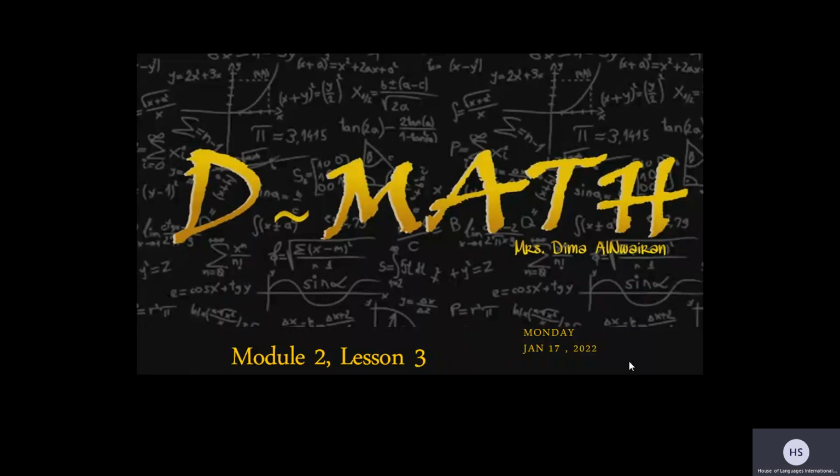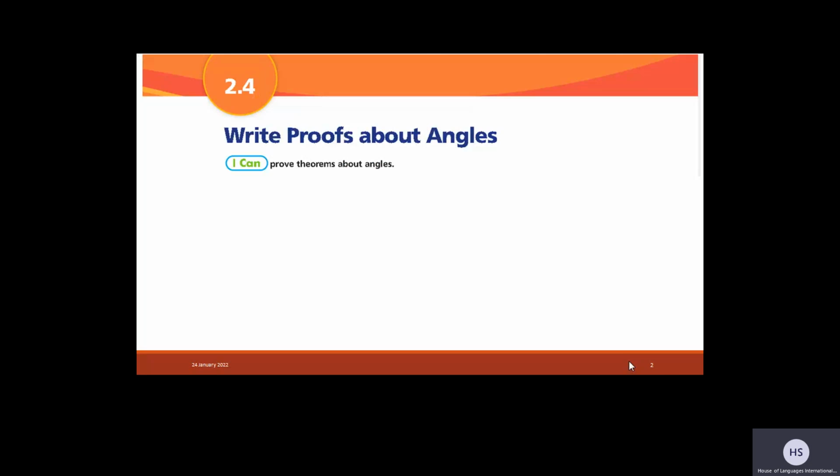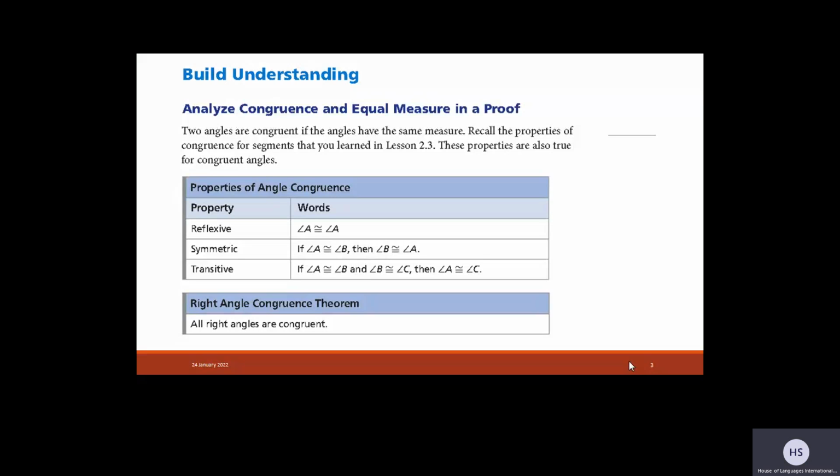Let's continue our lesson, module 2, lesson 4. Our lesson yesterday was about proofs about angles. We talked about how we wrote proofs for the segments, and yesterday we talked about how to write the proofs for the angles. We started talking about the properties of the angles: the reflexive, the symmetric, and the transitive.